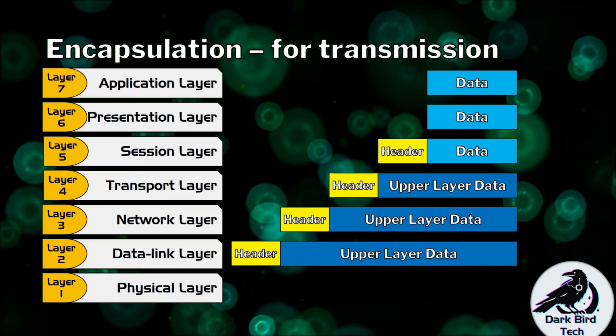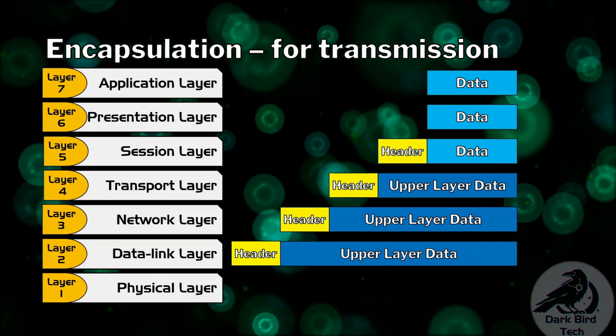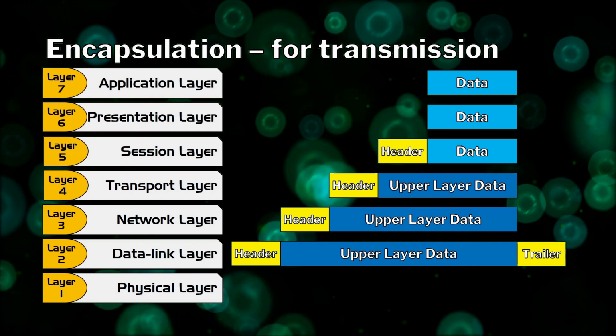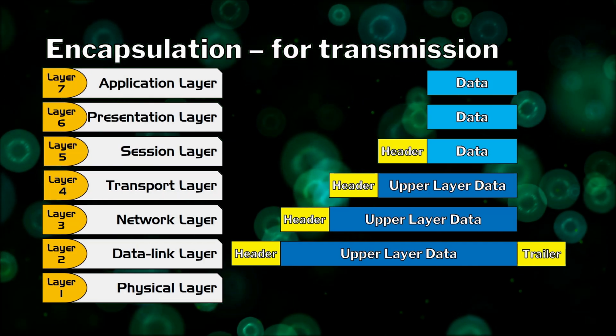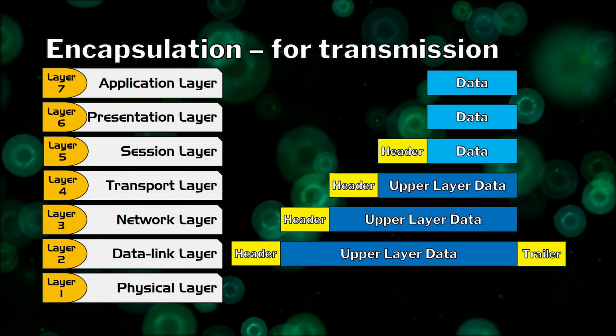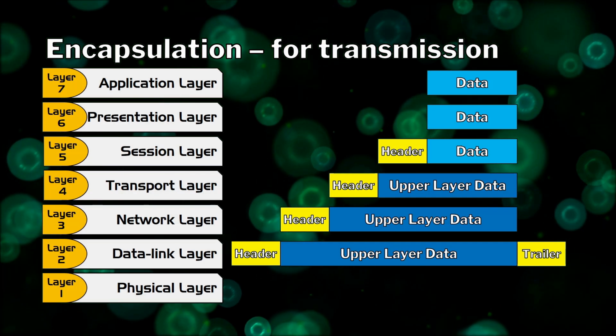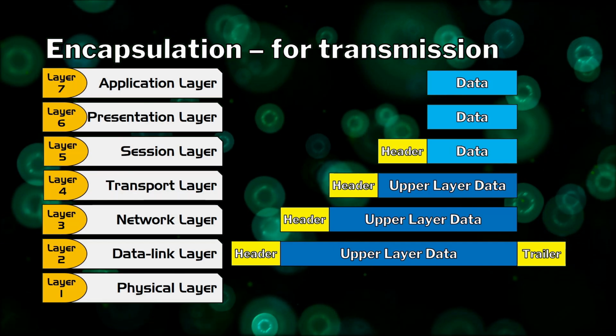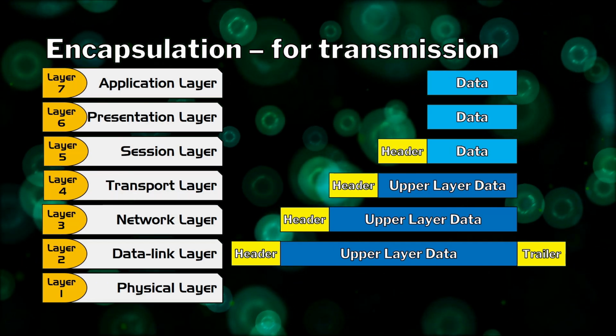Now, a very interesting thing that happens at layer 2 is we also add a trailer. Now, the trailer usually at layer 2 is something called a frame check sequence. It's just a way for us to verify at layer 2 whether anything went wrong while the data was traveling from device 1 to device 2.